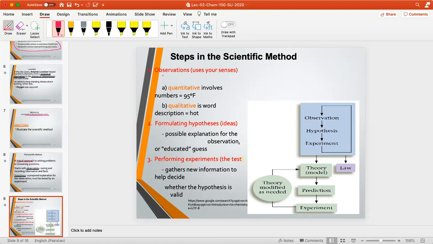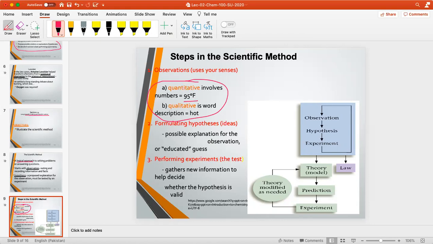अब observations जो हैं वो आप अपनी senses को use करते हो, right? तो observations में आप दो पॉइंट्स को बहुत इंपॉर्टेंस देते हैं. नंबर 1 इज द क्वांटिटेटिव, और नंबर 2 इज द क्वालिटेटिव. क्वांटिटेटिव वो होती है जिसमें नंबर्स इन्वॉल्व होते हैं, और क्वालिटेटिव वो होती है जिसमें डिस्क्रिप्शन होती है, नंबर्स की नहीं, right. For example, today the temperature is 95 degree Fahrenheit. So मैंने quantitative में आपको specifically बता दिया कि this is the temperature right now.